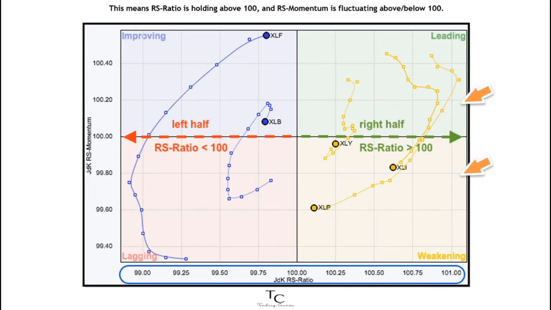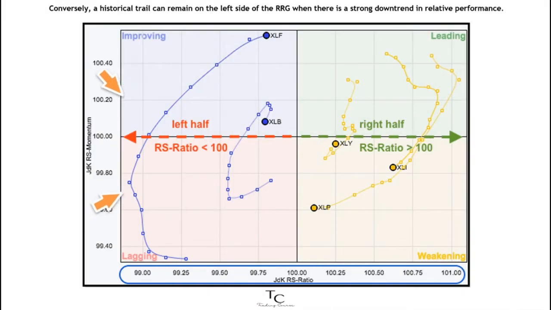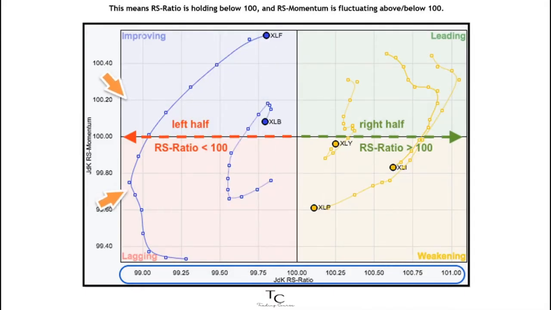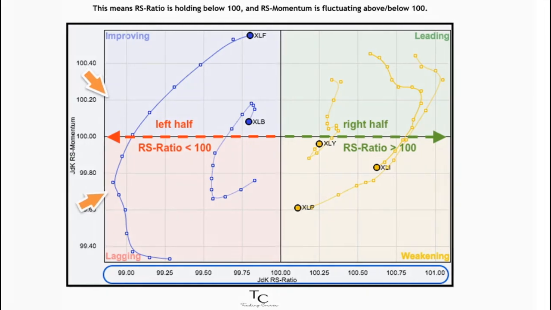Conversely, a historical trail can remain on the left side of the RRG when there is a strong downtrend in relative performance. This means RS ratio is holding below 100, and RS momentum is fluctuating above, below 100.